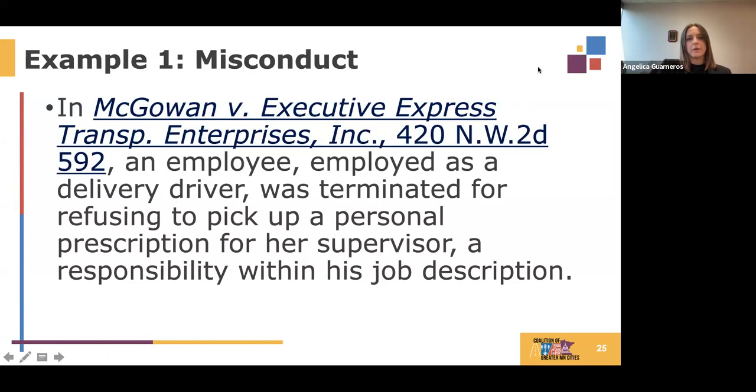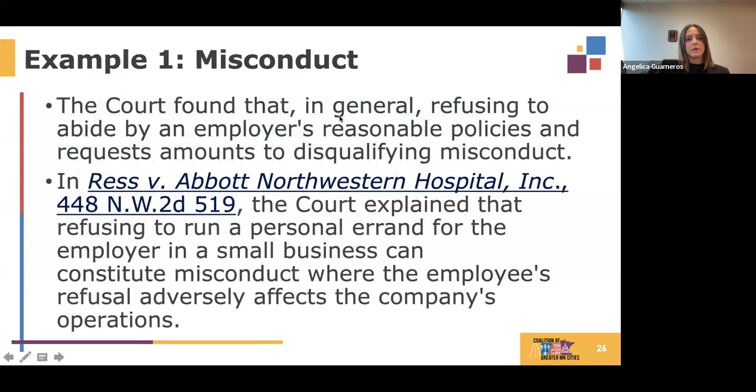So an example we have for misconduct is in McGowan versus Executive Express Transportation Enterprises Incorporated. Here, an employee was employed as a delivery driver and was terminated after refusing to pick up a personal prescription for her supervisor. This was a responsibility within the job description. Here, the court found that in general, refusing to abide by an employer's reasonable policies and requests does amount to disqualifying misconduct. And in Rez versus Abbott Northwestern Hospital, the court explained that even refusing to run a personal errand for an employer in a smaller business can constitute misconduct because that employee's refusal adversely affects the company's operations.